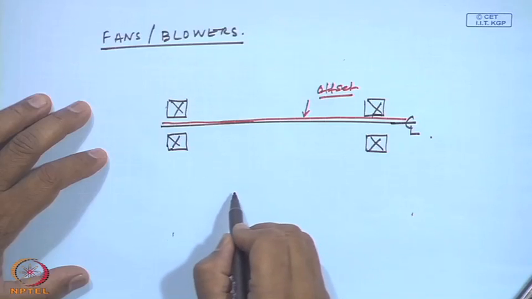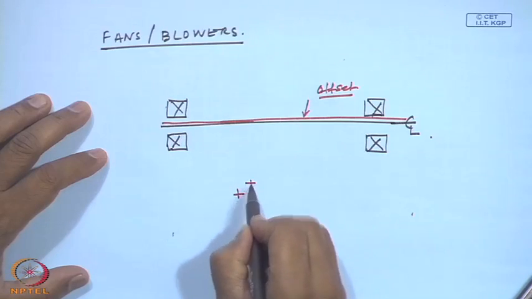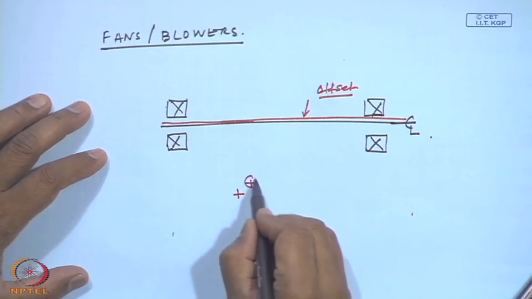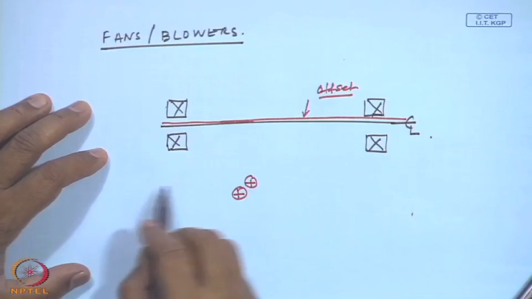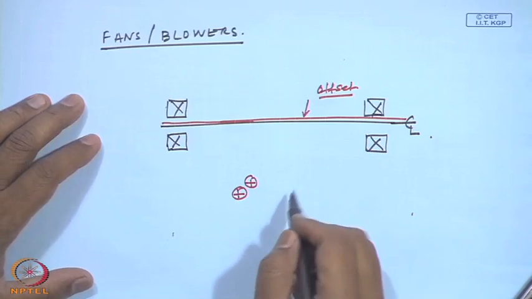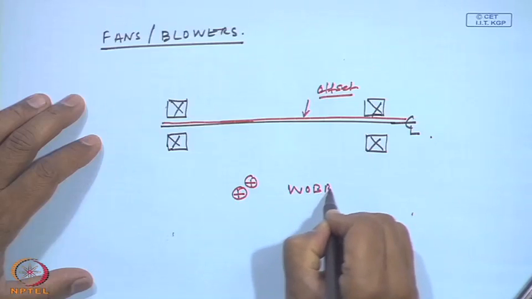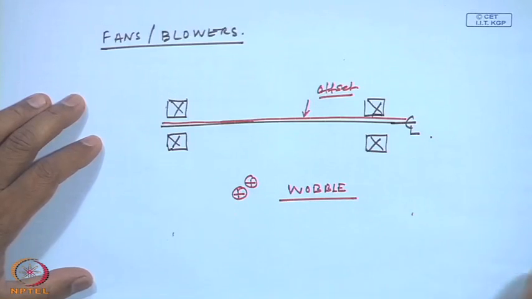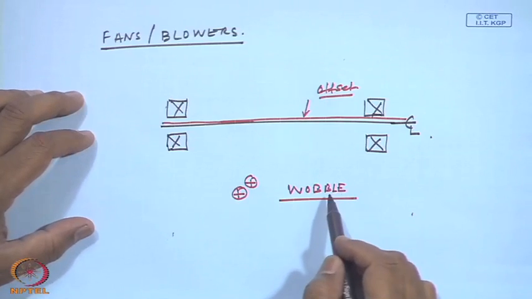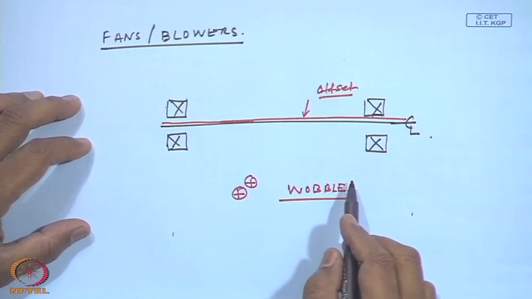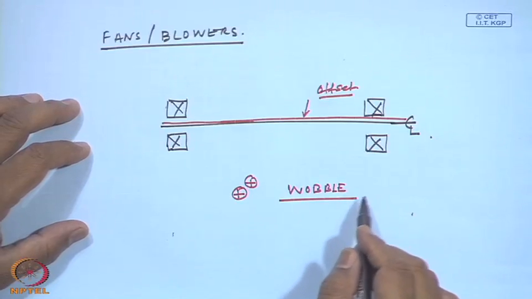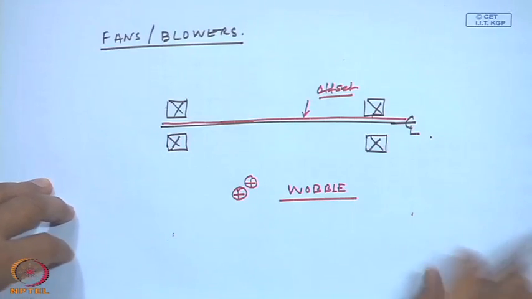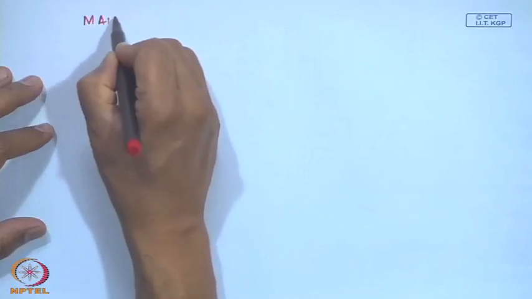When the geometric center does not match the line which connects the center of mass, there will be a problem and things will wobble. Wobbling will lead to unbalance as well. So while installing, people have to take care of these issues also. Another case which happens is in the case of maintenance.